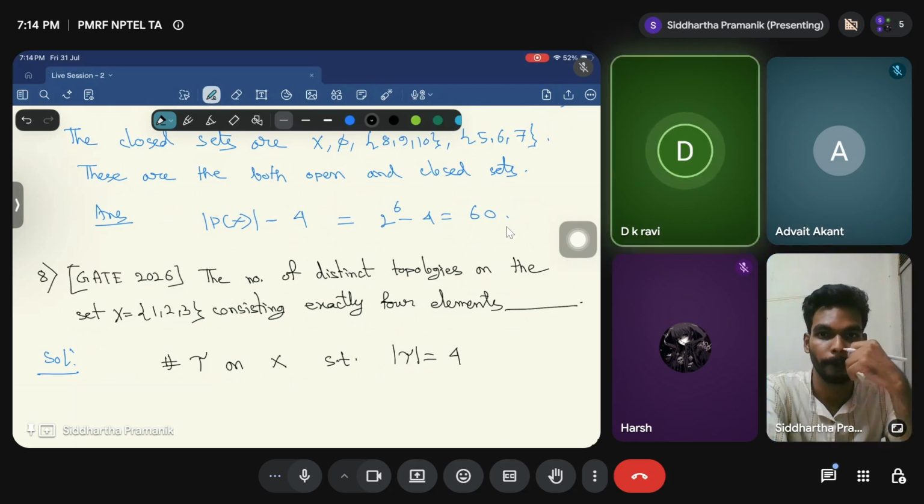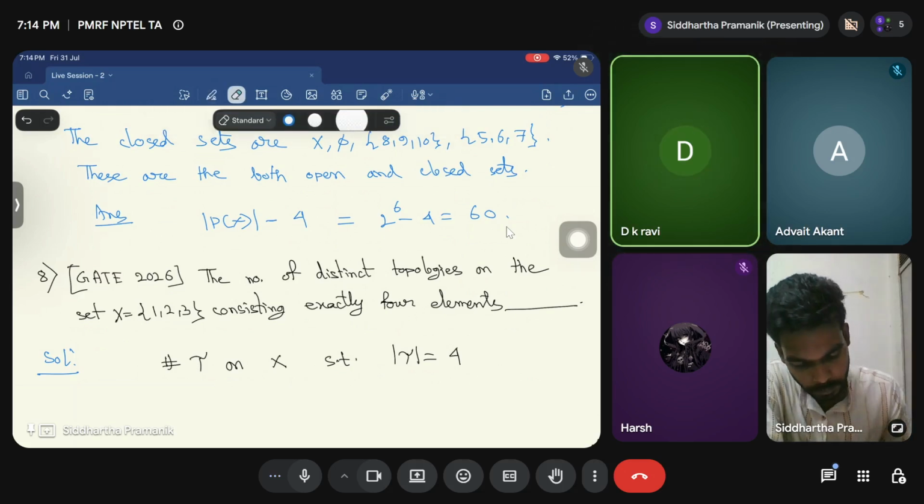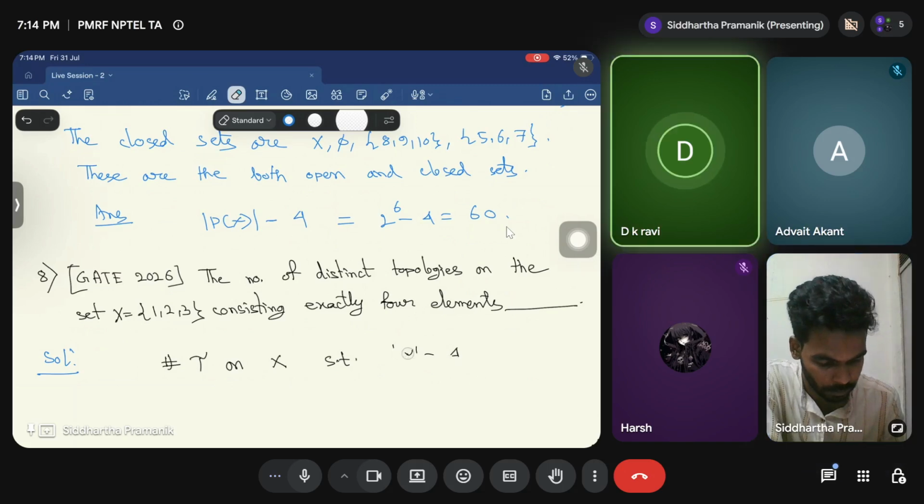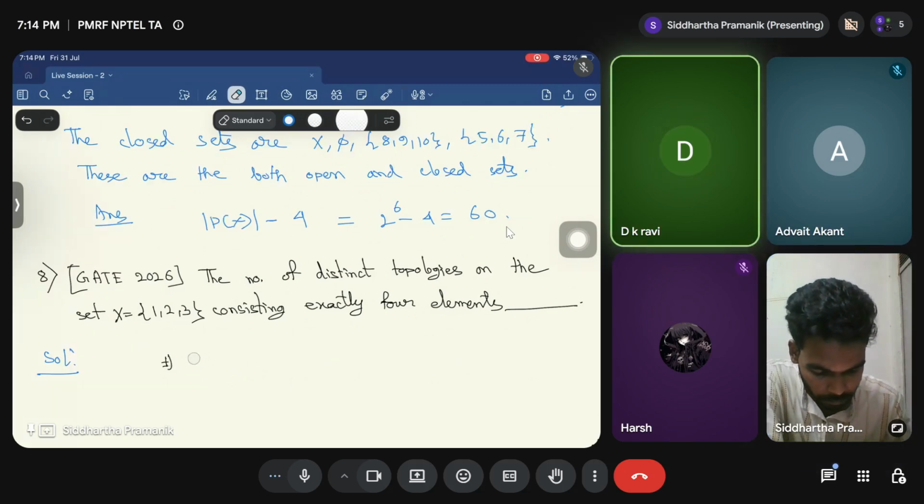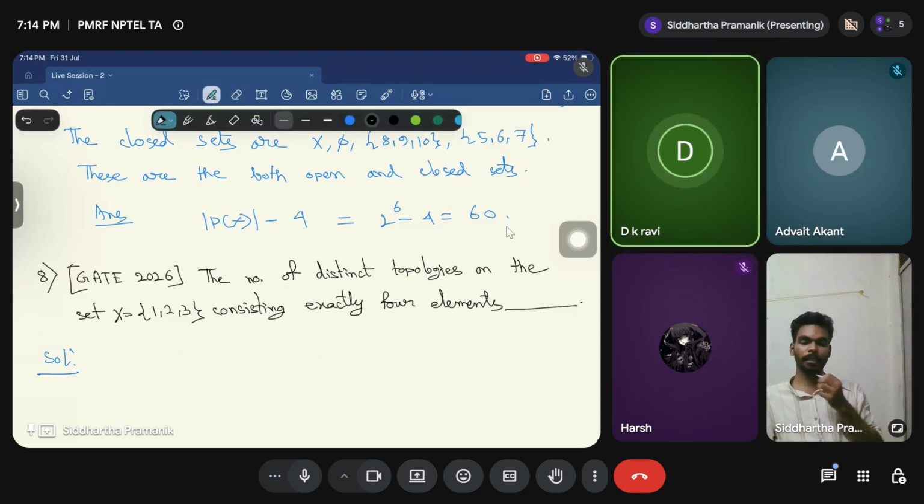Just writing the four-set topology, sir, consisting of the empty set, X, and maybe singletons {1}, {2}, {3}, like that. It will be total 9. Okay, so you just want to count it manually. Means we have to write all those open sets that are going to come.